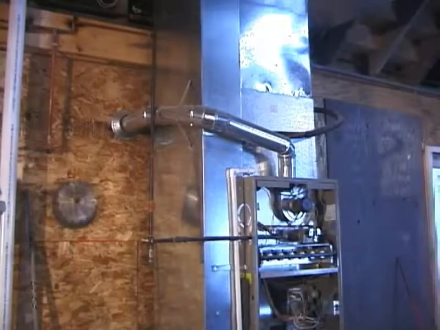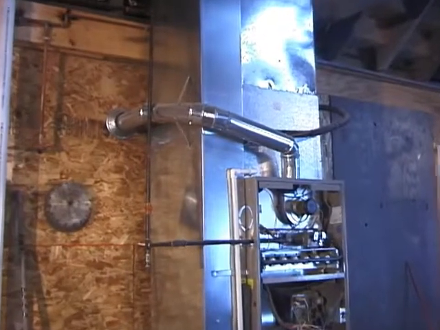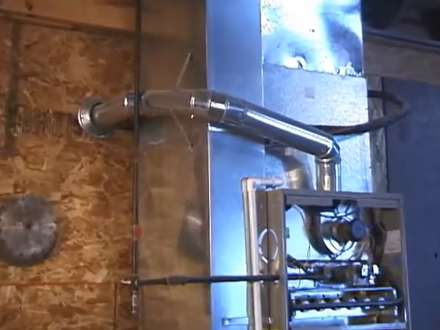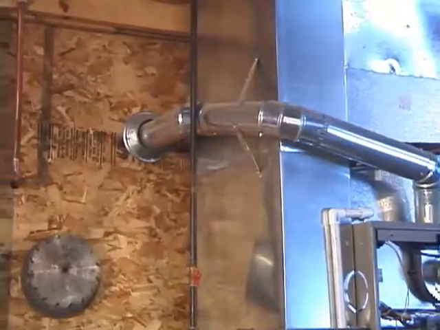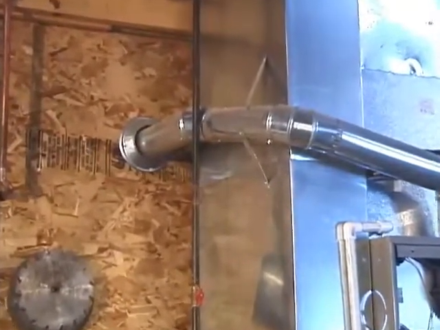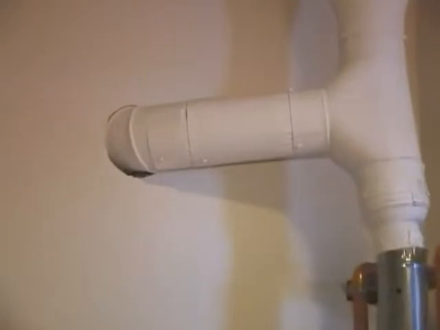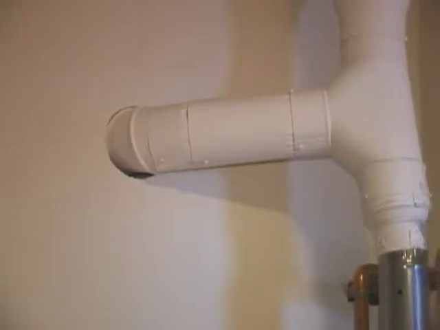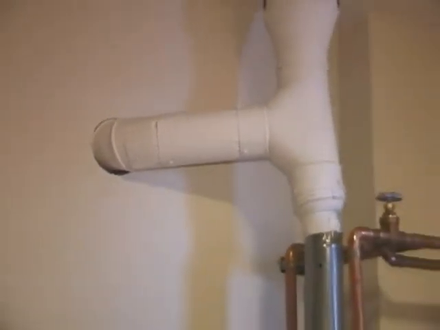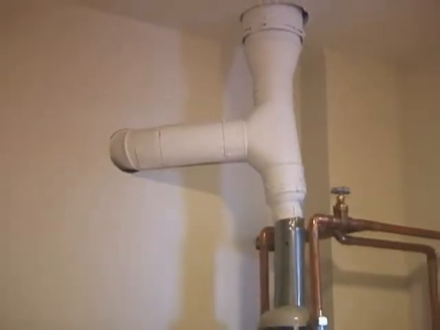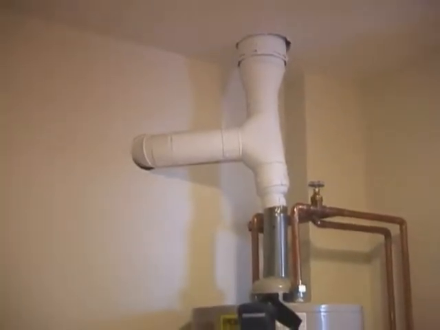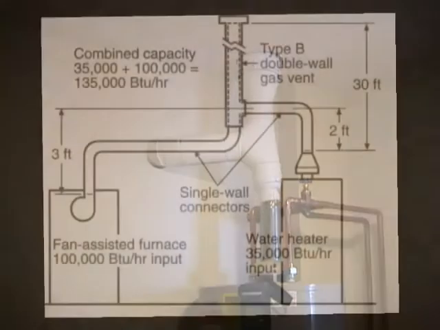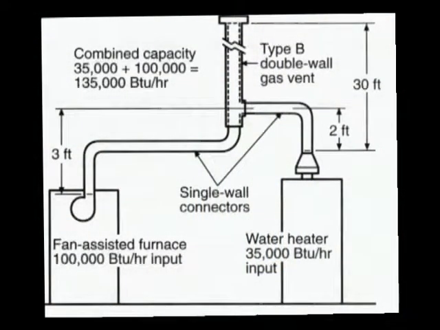Here's another example with a setup that is not completely code compliant. Here, a fan-assisted furnace in a workshop area has its connector pass through a wall. Here it is from the other side. Notice the lack of clearance between the single-walled vent connector and the sheetrock. This then enters a T connector above the entry of the common vented draft hood equipped water heater. This also is not code compliant. The smaller appliance, the water heater, should enter above the larger appliance, the furnace.